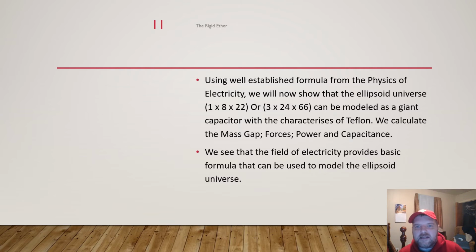So now, using established formulas from the physics of electricity, we will show that the ellipsoid universe, 1 by 8 by 22, or in light years 3 by 24 by 66, can be modeled as a giant capacitor with the characteristics of Teflon. We calculate the mass, gap, forces, power, and capacitance. We see that the field of electricity provides basic formulas that can be used to model the ellipsoid universe.